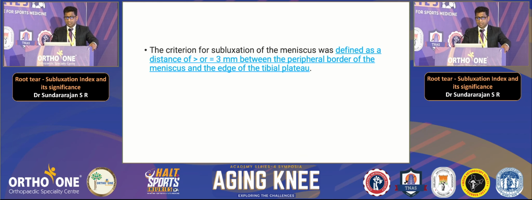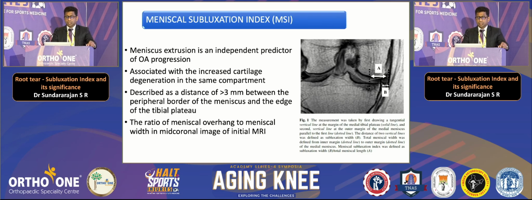So what is meniscal subluxation? The criterion for subluxation of the meniscus was defined as a distance of 3 mm or more between the peripheral border of your meniscus and the edge of the tibial plateau, which is called an extrusion or a subluxation. The subluxation index is associated with increased cartilage degeneration in the same compartment, and it is described as a distance of more than 3 mm, which I already mentioned.